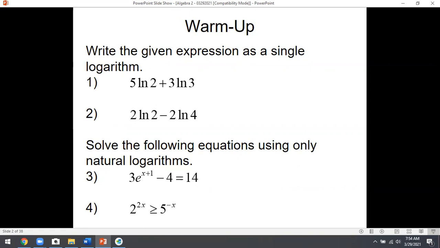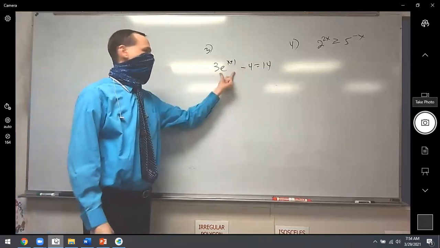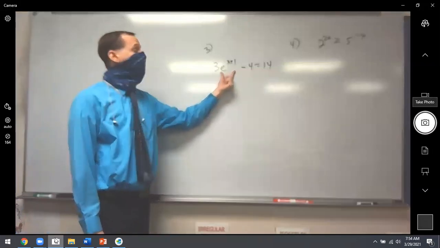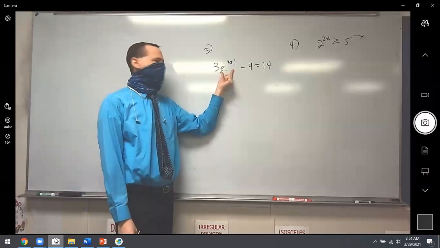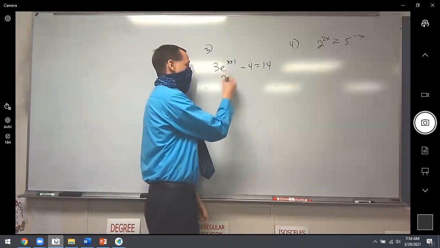Your job is to get the exponential by itself, if at all possible, and then to undo it with a log. So for number 3, clearly the exponential is not by itself. We have a whole bunch of other junk floating around besides this e to the x plus 1 thing. So let's start unwrapping it and get this e to the x plus 1 thing by itself. I would think probably add 4 first. Would you kind of agree? Okay. Let's do that.